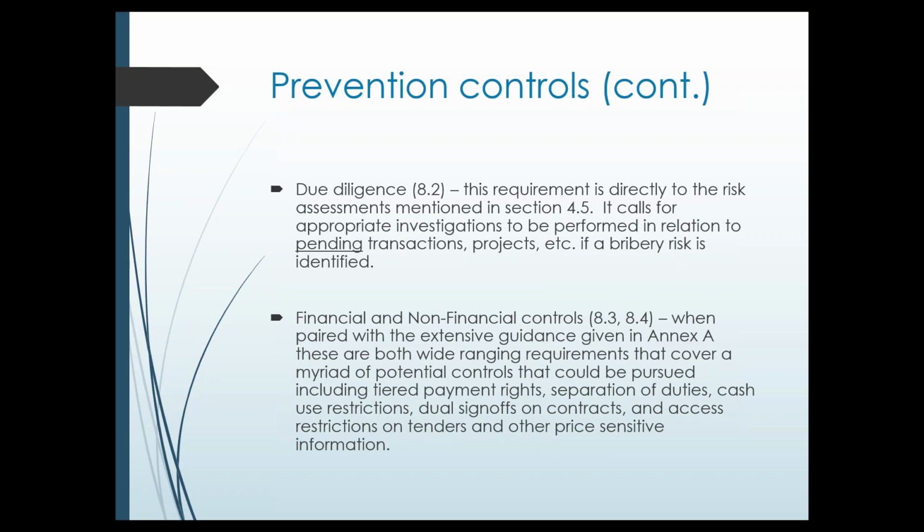Due diligence is discussed in section 8.2, and 8.2, of course, gets into transactions involving business and customers. And this requirement comes right out of the risk assessments mentioned in section 4.5. And it says that you need to have appropriate investigations performed prior to transactions, prior to projects, etc., if a bribery risk is identified. So they want you to be very careful about these things, kind of look before you leap, if you will.